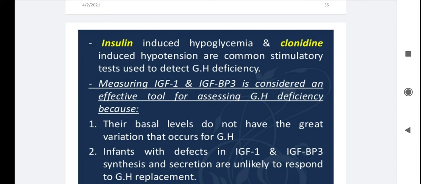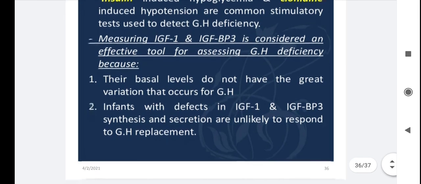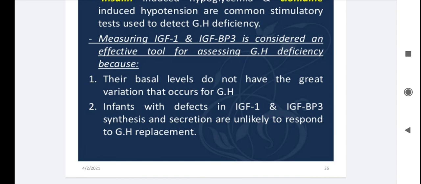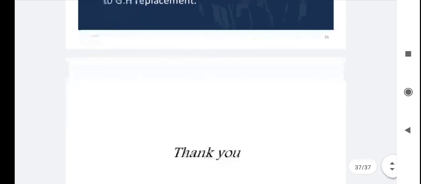Insulin-induced hypoglycemia and clonidine-induced hypotension are common stimulatory tests used to detect growth hormone deficiency. Measurement of IGF-1 and IGFBP-3 is considered an effective tool for assessing growth hormone deficiency because their basal levels do not have the great variations seen with growth hormone. Infants with defects in these two factors, synthesis and secretion, are unlikely to respond to growth hormone replacement.